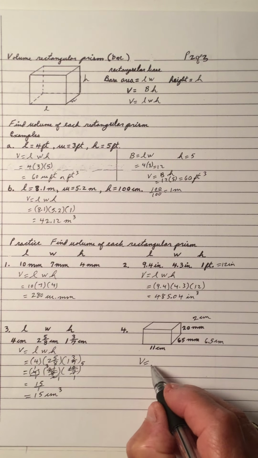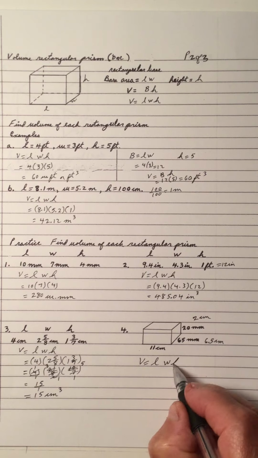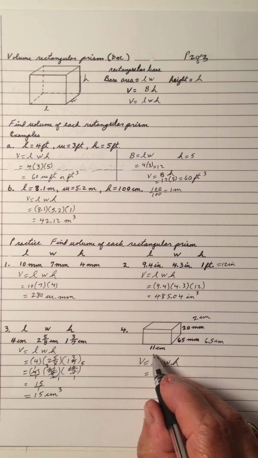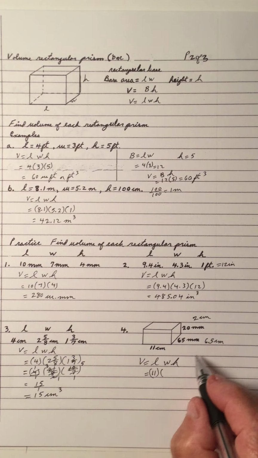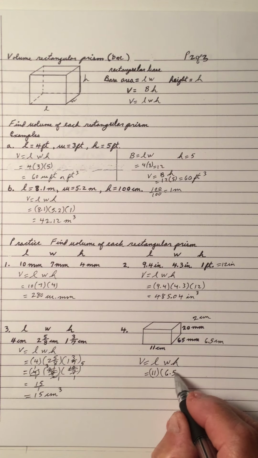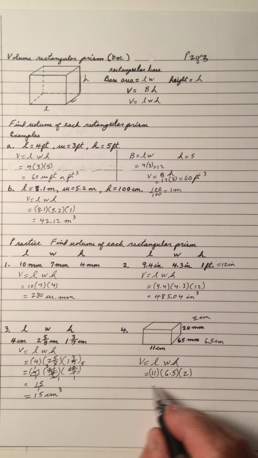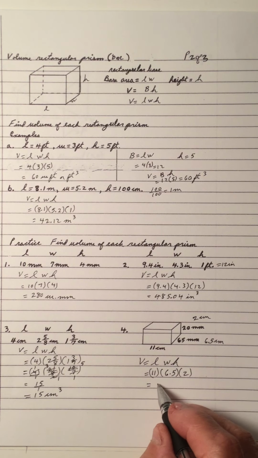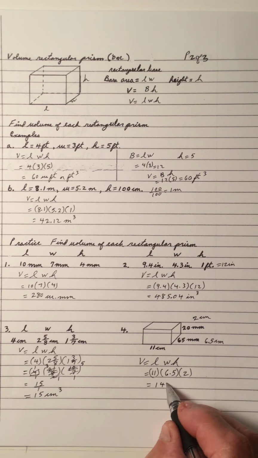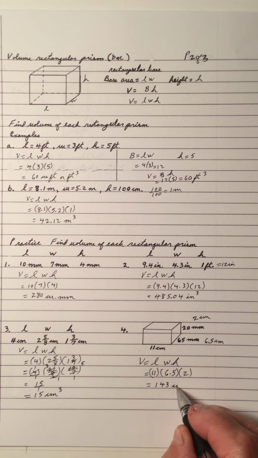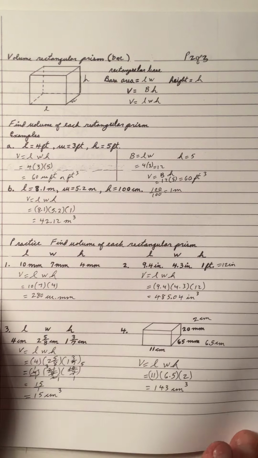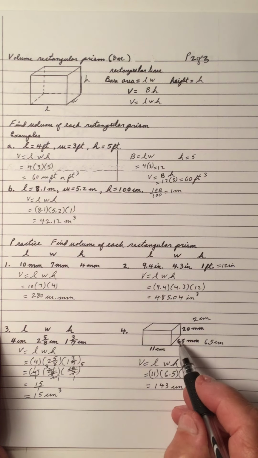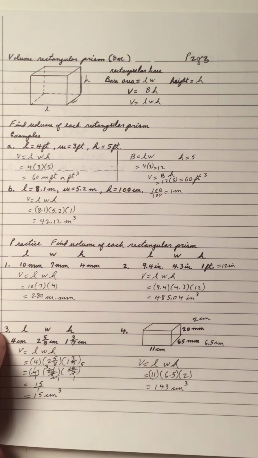So the volume is length times width times height. And the length is 11. The width is 6.5. And the height is 2. When you multiply all that out, you get 143, and it's centimeters cubed because you're dealing with volumes, 3 dimensions: length, width, and height. 1, 2, 3. Length, width, and height is 3 of them, so it's volume.